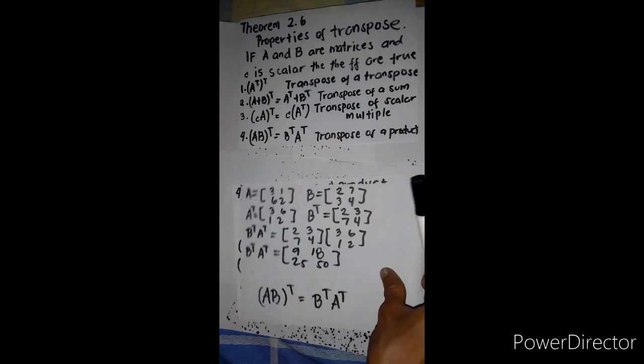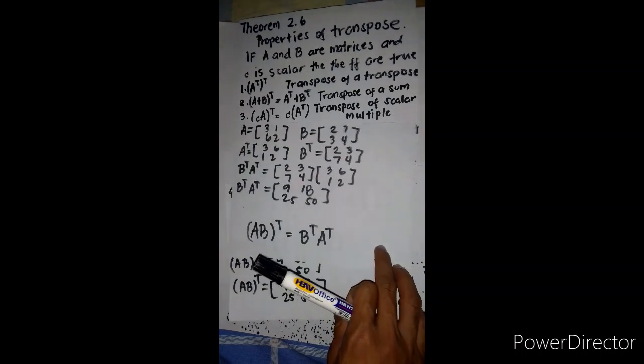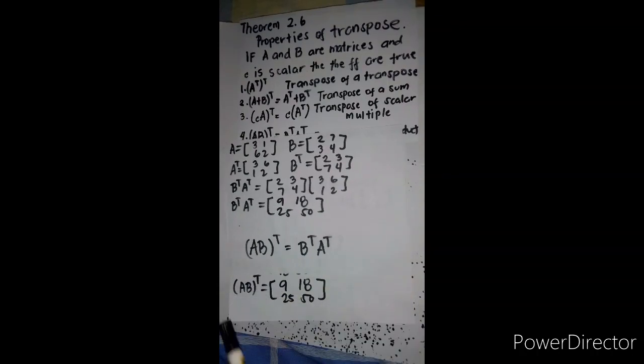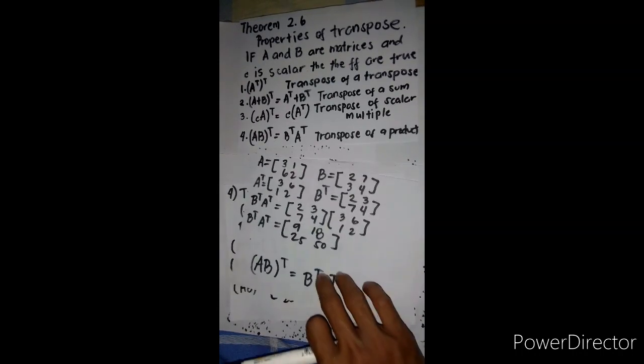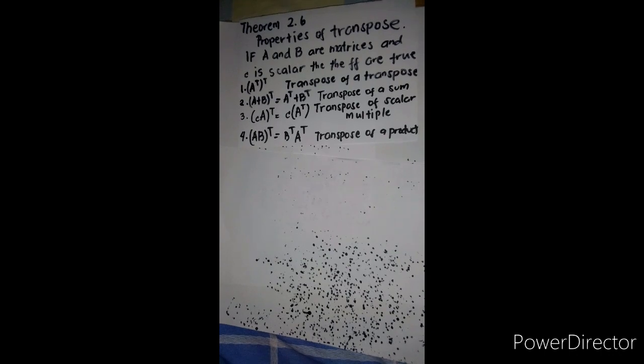So for the value of quantity AB transpose, 9, 18, 25, and 50, just like the same as the value of B transpose multiplied by A transpose. So we can say that quantity AB transpose is equal to B transpose A transpose. That is our fourth theorem, or last property under theorem 2.6, or properties of transpose. Thank you.